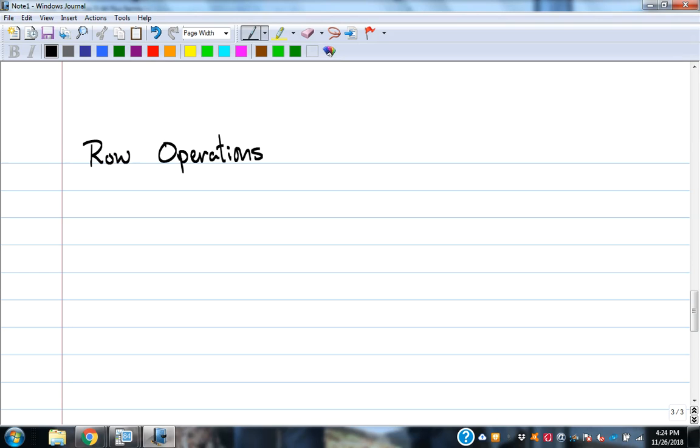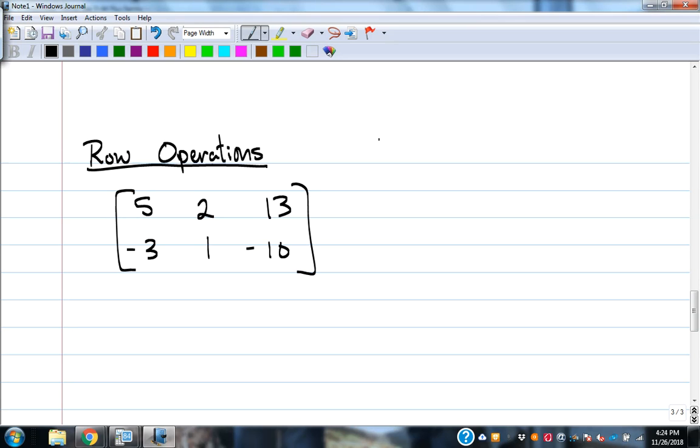It's one of those things you just don't do in the calculator because it's too easy to do outside of the calculator just by hand. And that's just row operations. And what they do is they give you this matrix. And let's say we had 5, 2, 13, -3, 1, -10. Doesn't really matter what size the matrix is or anything.